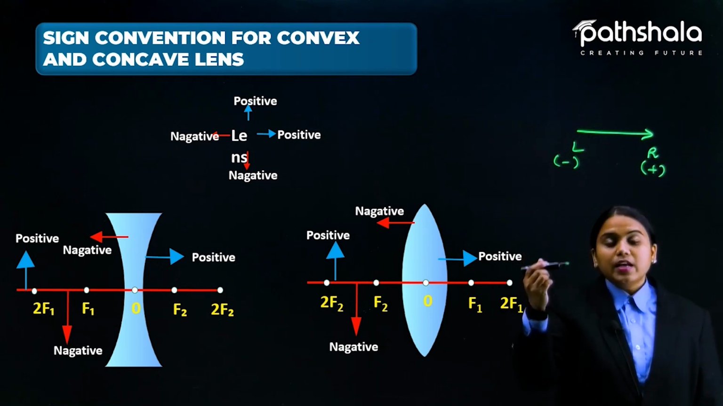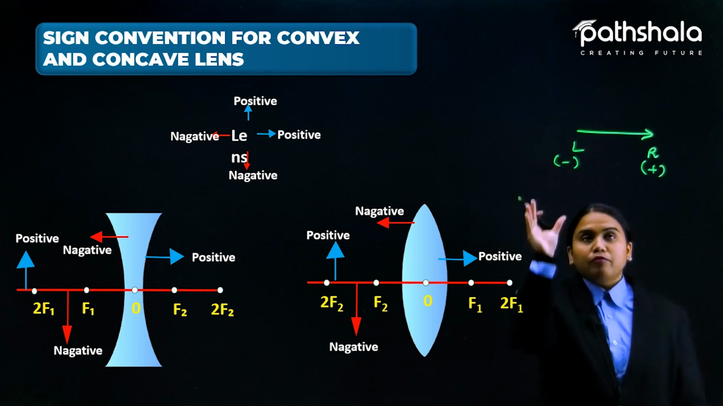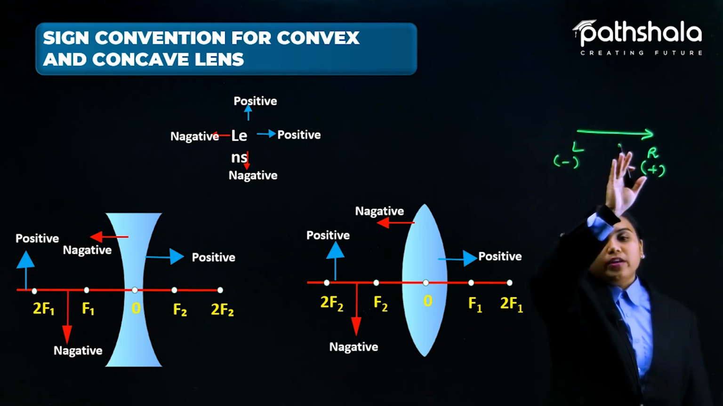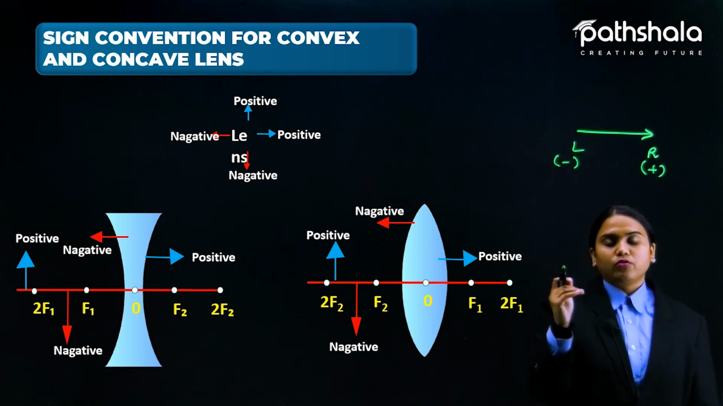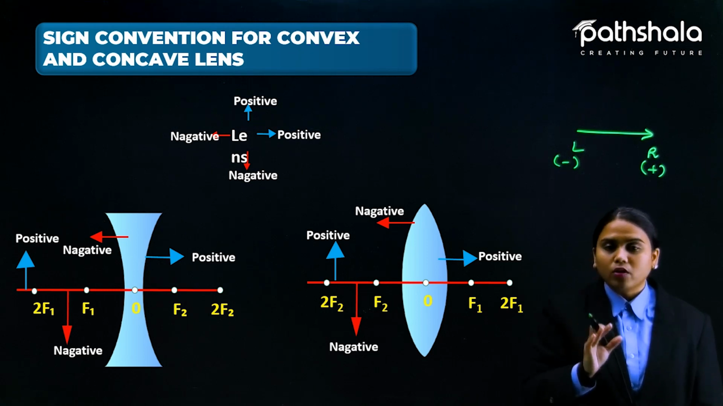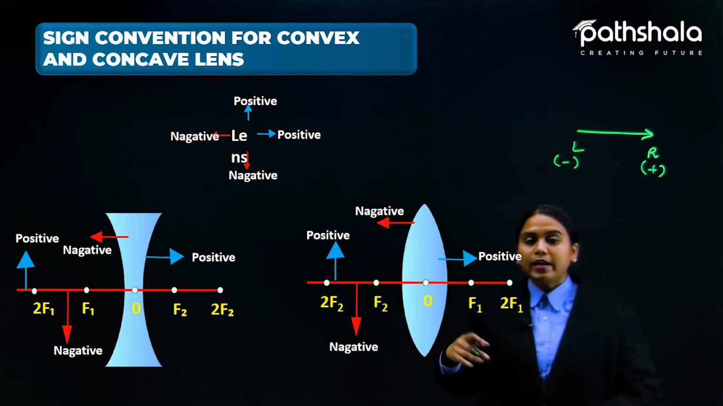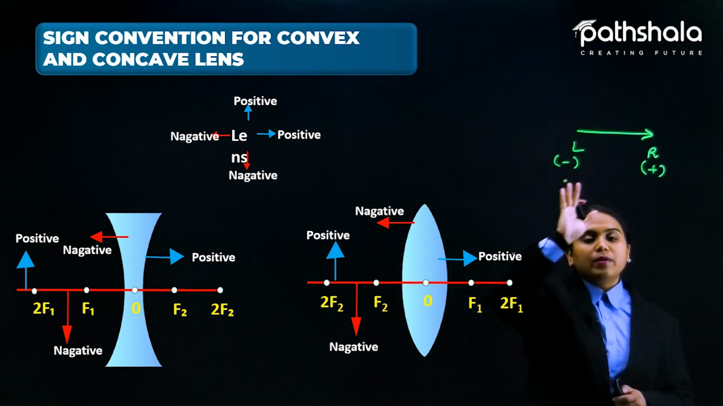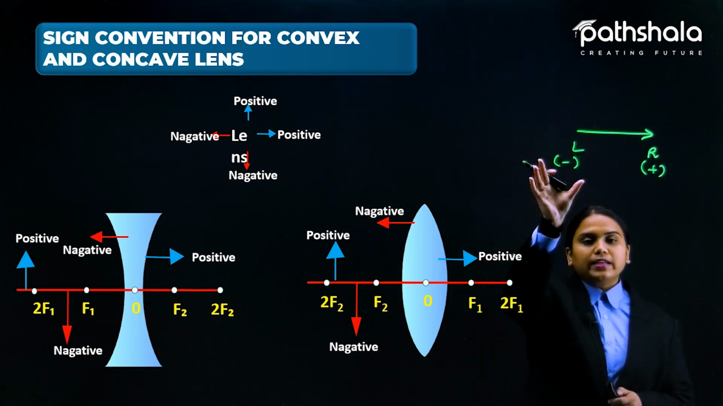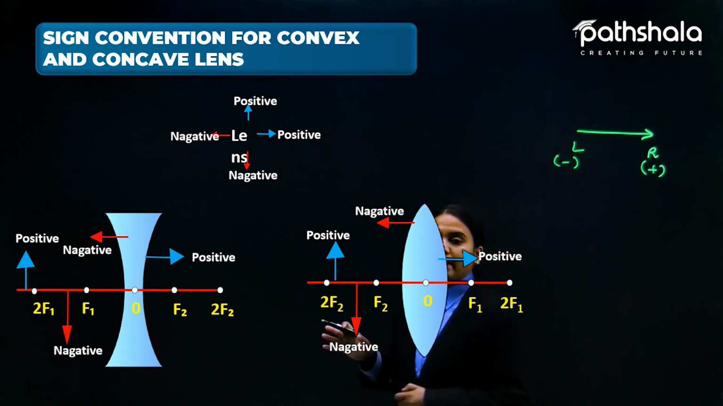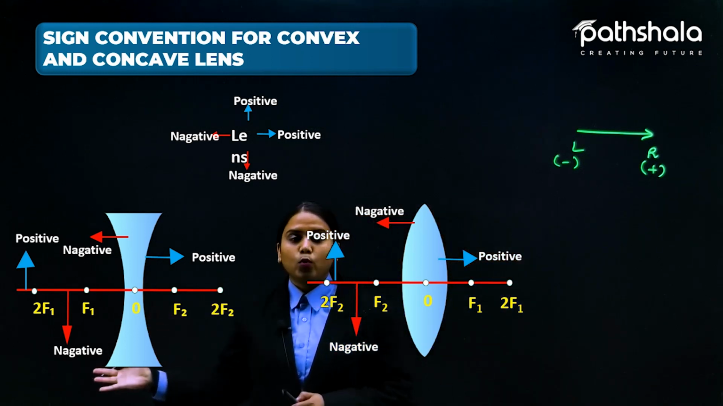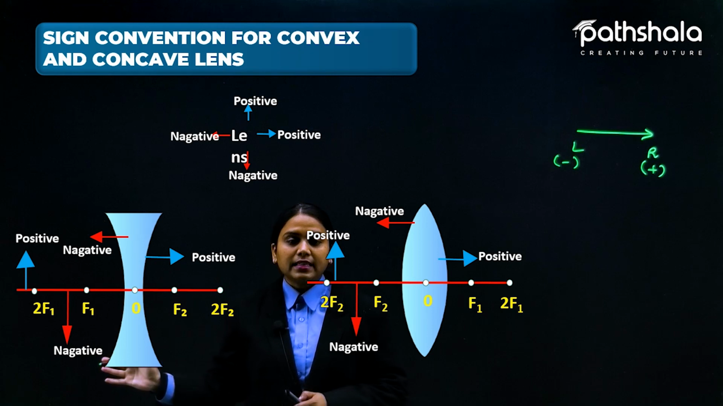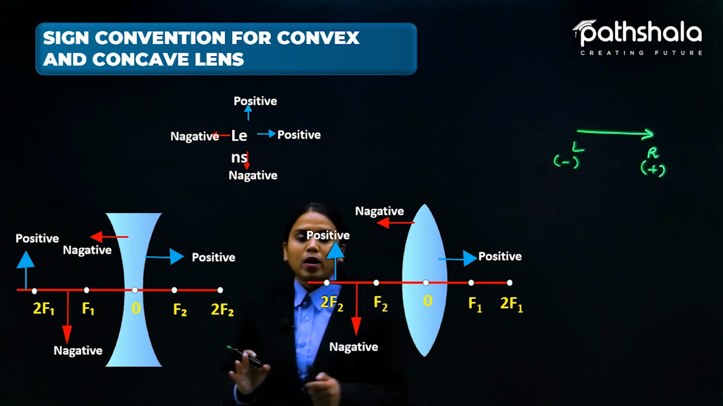The direction that is in form of this ray only, in parallel to this ray only, would be taken as positive always, and the direction in opposite direction of the direction of the ray would be taken as negative. That is why it is written here with the minus sign. So which lens is it? It is concave lens and it is convex lens.